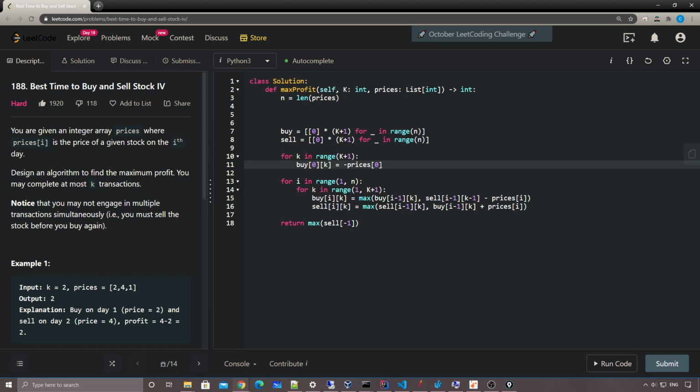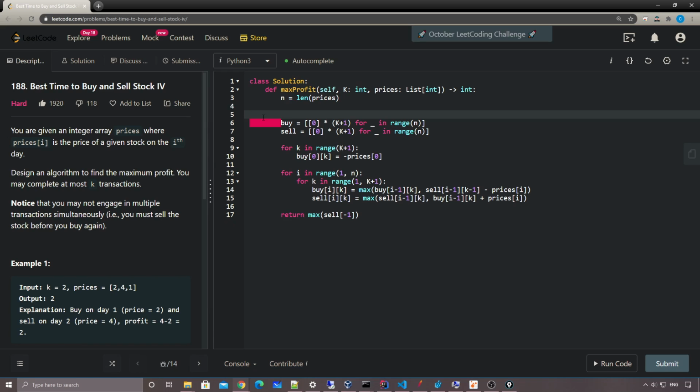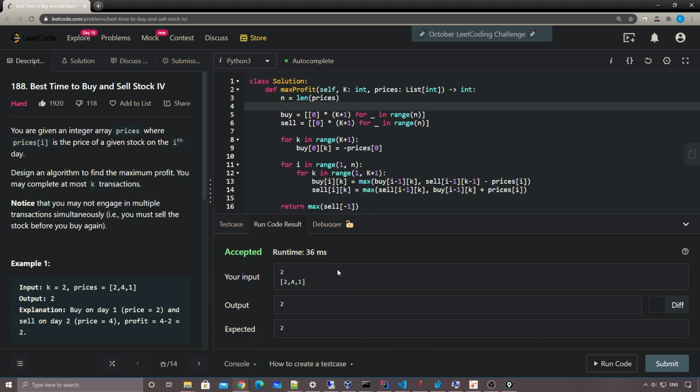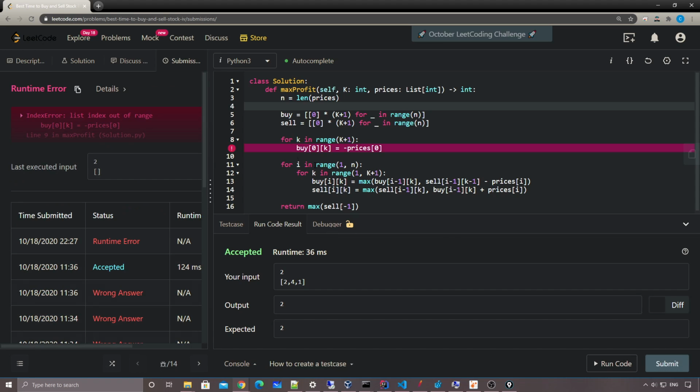And in terms of sell, we don't need to initialize it, because we cannot sell stock at the first day since we haven't bought it yet. So we can just leave it at zero. Okay, if you just run the code like this, I think you can pass the test case. But if you submit here, you get an error.